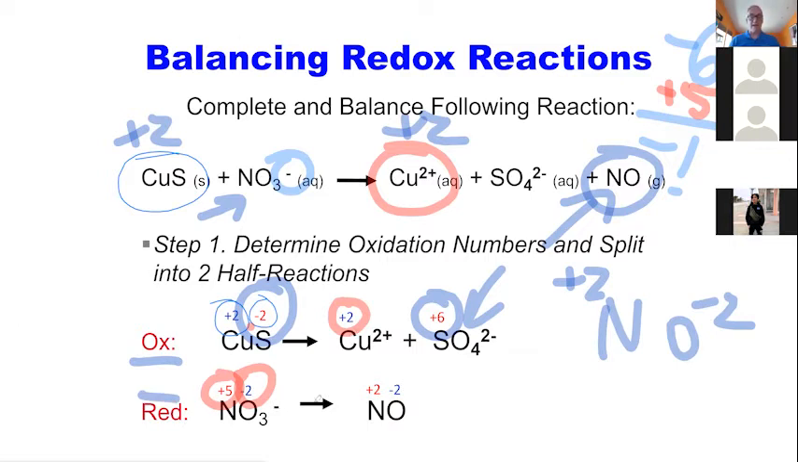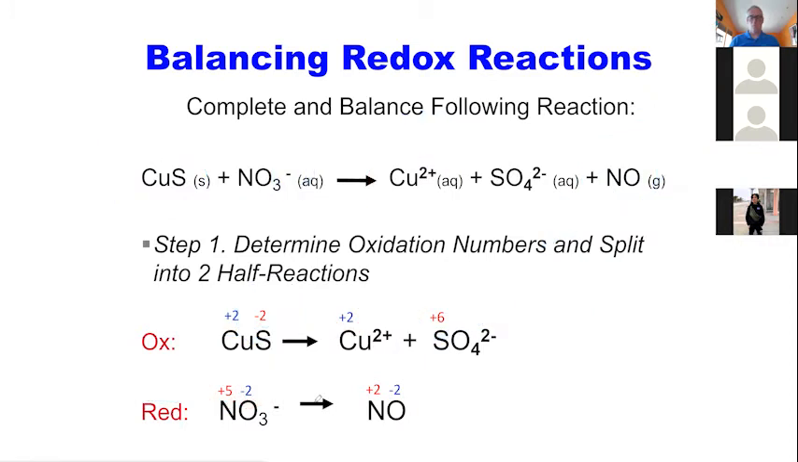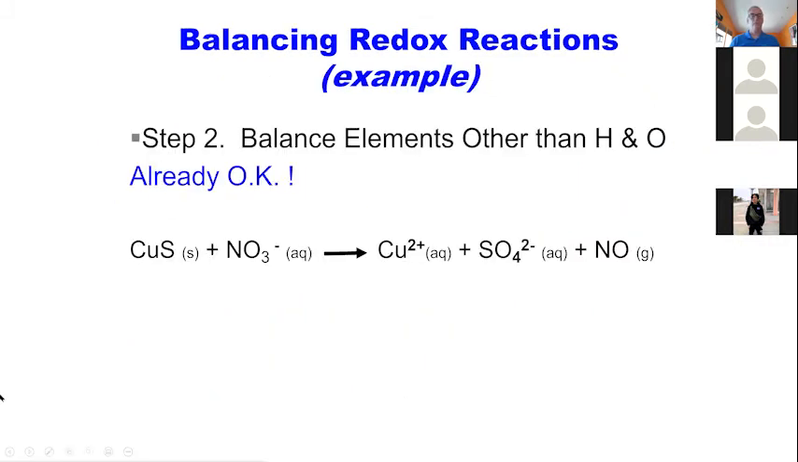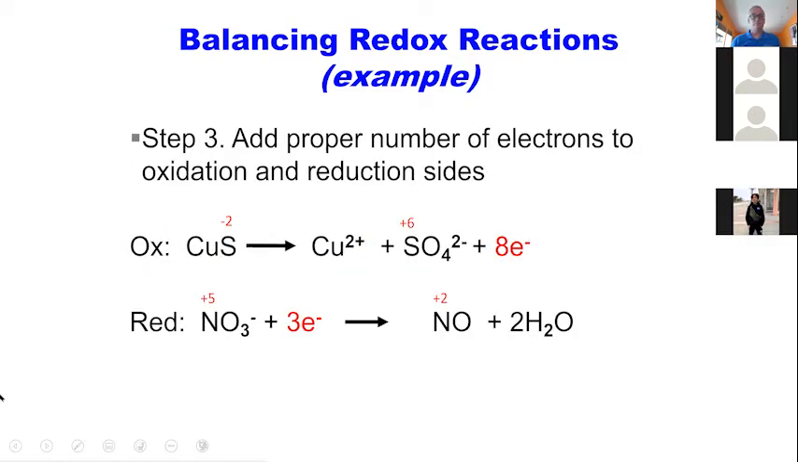Now we have to start balancing stuff. So we have to balance elements other than hydrogen and oxygen. We save those to the end. And so we see we've got 1 copper on this side, 1 copper on that side, 1 nitrogen on this side, 1 nitrogen on that side, 1 sulfur, 1 sulfur. So we're good. We don't have to balance any of the other elements. Move to the next step.